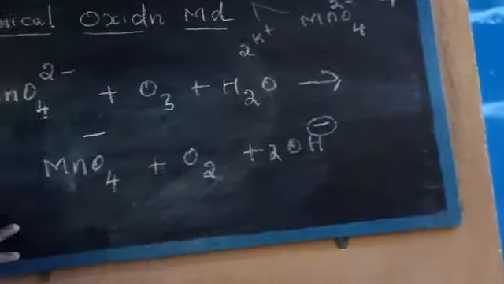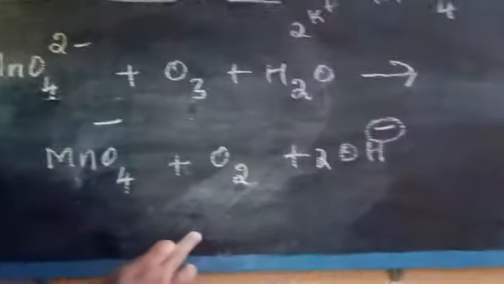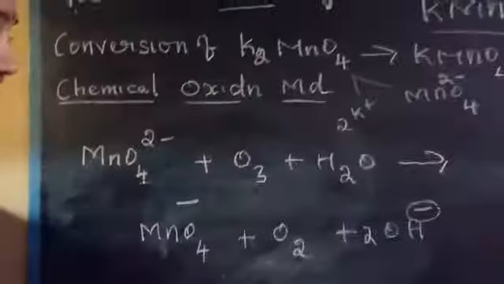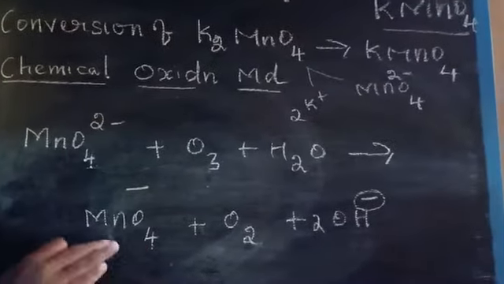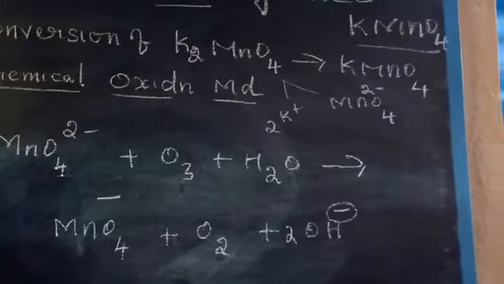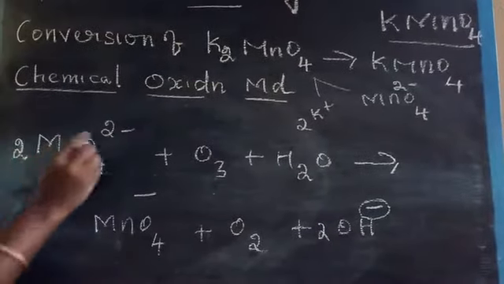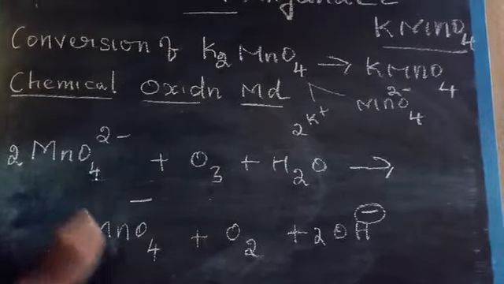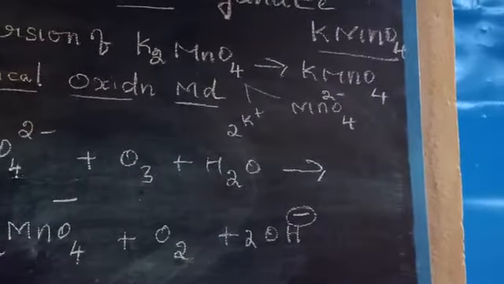Now we want to see the charges. Here 2 minus. Here minus. So totally on the product side 3 minus. But on the reactant side 2 minus. Children, remember, you must balance the charges also. Okay. So here multiplied with the 2. Now 2 twos are 4. So this one also is multiplied with the 2. So 2 minus plus 2 minus, that is 4 minus.